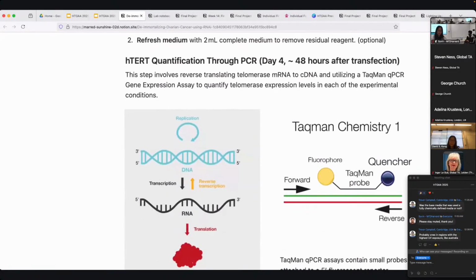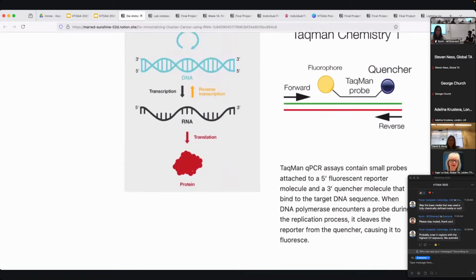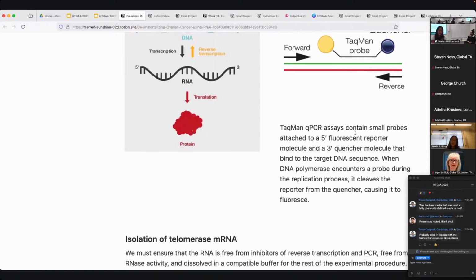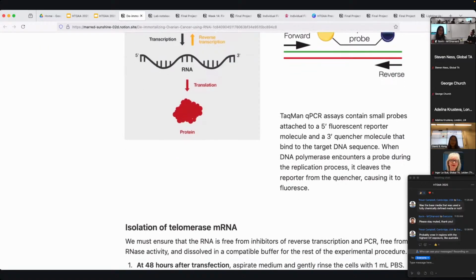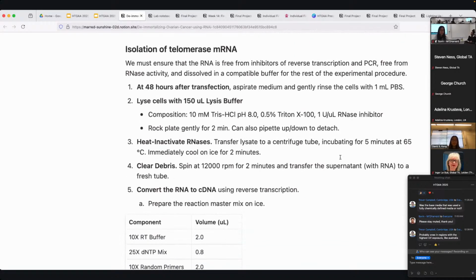Here's the transfection protocol. And then I used TaqMan qPCR. Or my plan was to use TaqMan qPCR gene expression assays, which have fluorescent reporter molecules that will only fluoresce after DNA polymerase encounters the probe during replication. And then the assay measures the total amount of fluorescence to see how much of your target sequence is present.